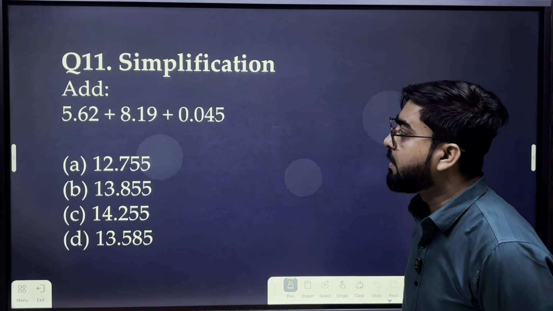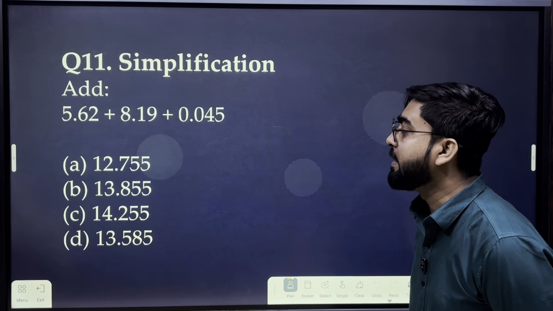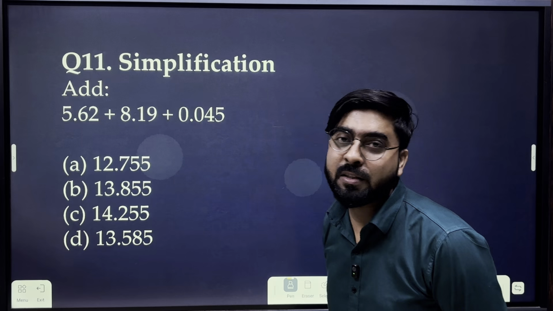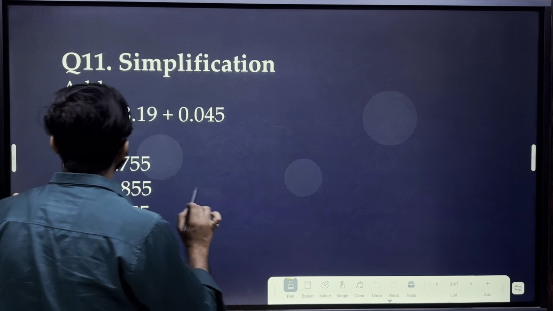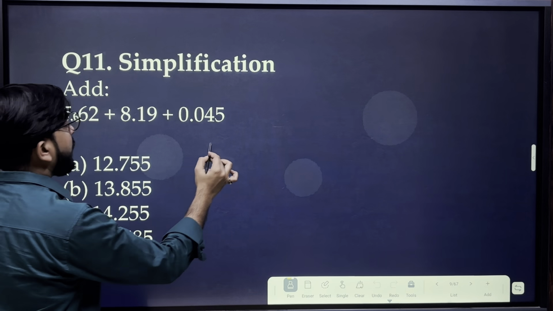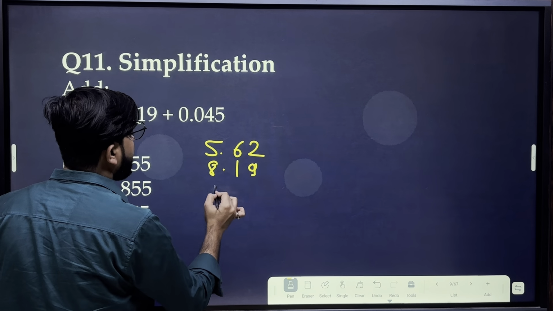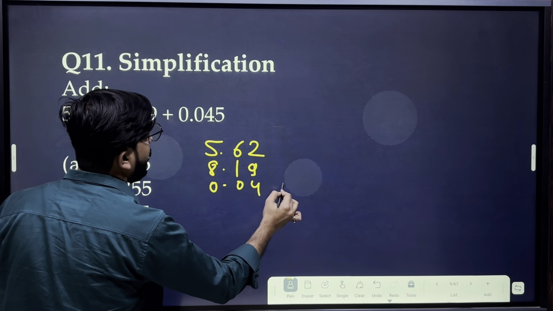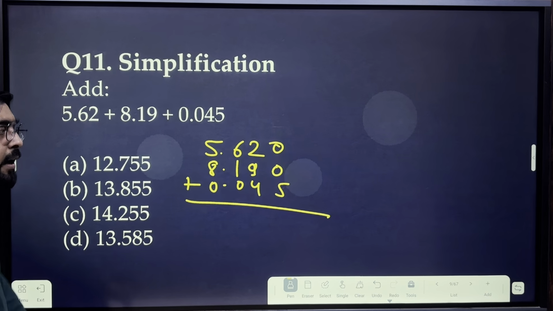Now you have to add this. I'm not going to solve this question. You can solve this very easily. This is very easy. I'll just tell you how you can solve this. You are going to do one very simple thing. Just take 0.045, add and give the answer.